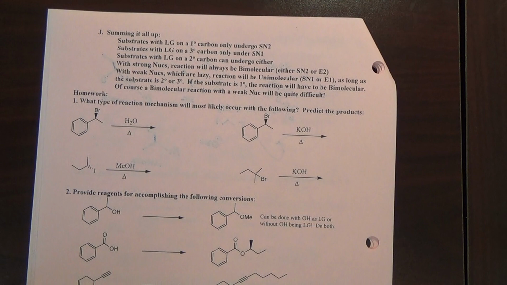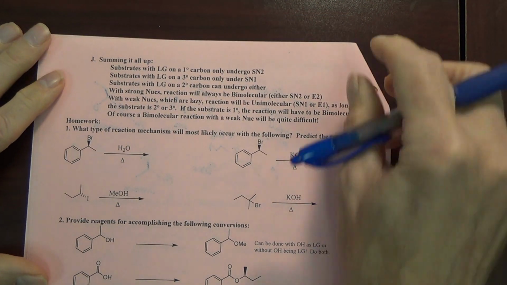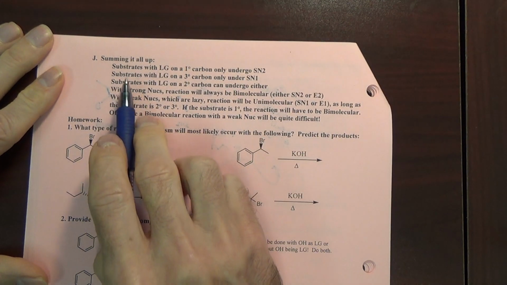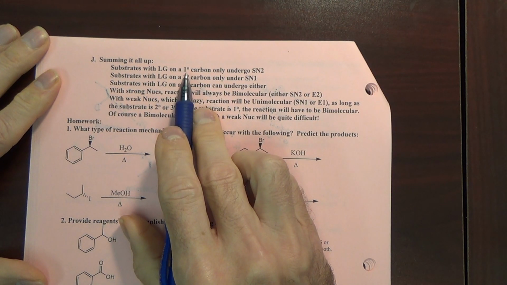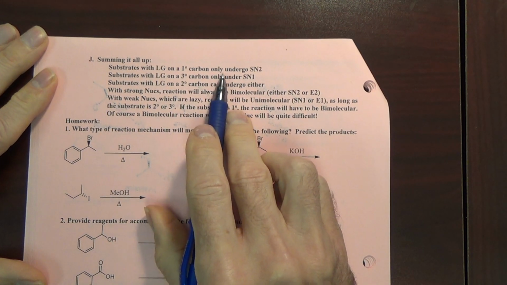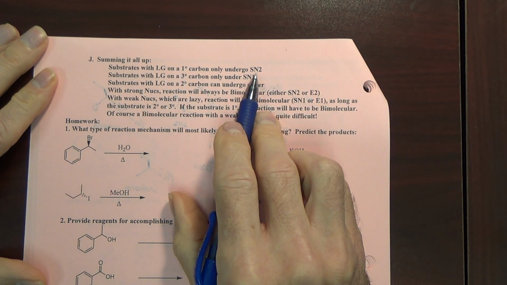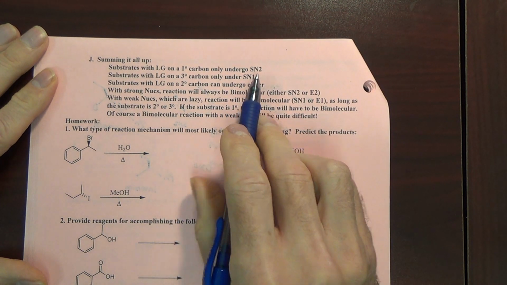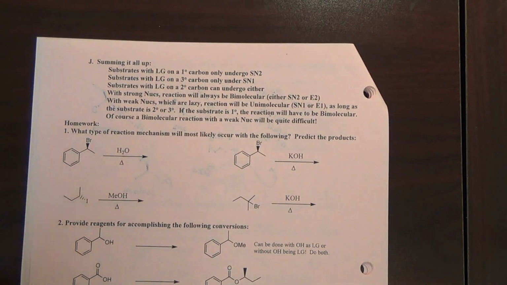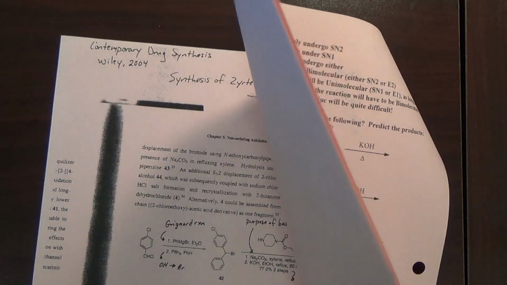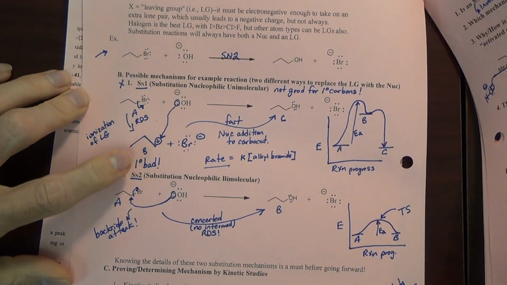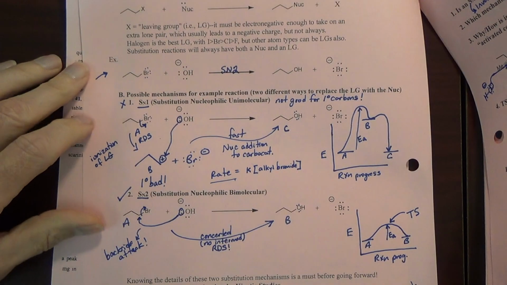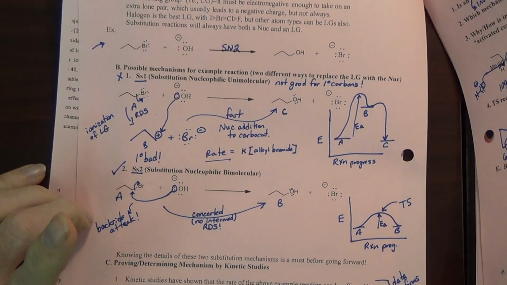Now, I'll end this video by summing it up. What have we talked about? We talked about substrates with leaving groups on a primary carbon will only undergo Sn2 because primary carbocations are bad, right? Right there. Primary bad. That's why the original mechanism was not Sn1, it was Sn2.